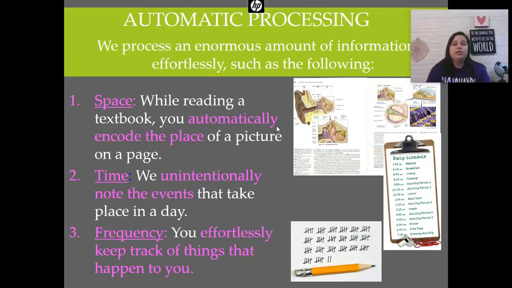Some things that we automatically process: space. So if you're reading a textbook, or you're looking at a place or a picture, you tend to automatically encode where things are on a picture on a page. We automatically encode time. We kind of take notes of when during the day things happen. You just tend to remember, oh, that happened before lunch, or that happened during 3rd period, or that was more in the evening. We automatically encode time. And frequency, we tend to keep track of how often things happen to us.